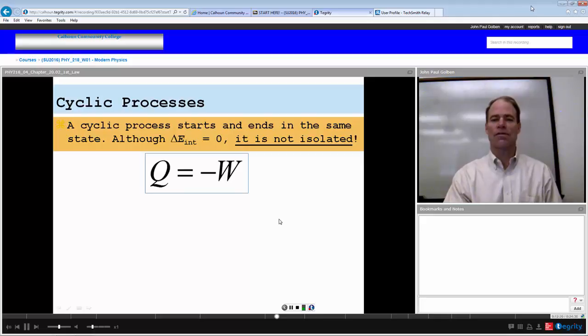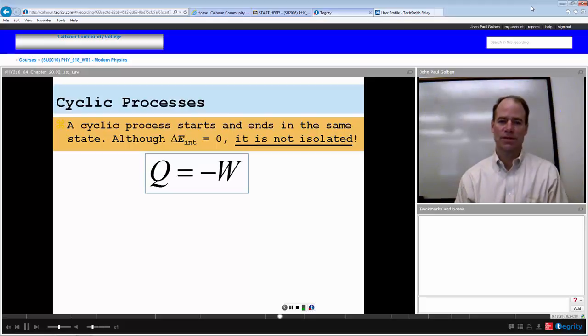So for a cyclic process like this, with delta E internal being 0, the Q should equal a negative W. The Q added to the system should equal a negative of the work done on the system.